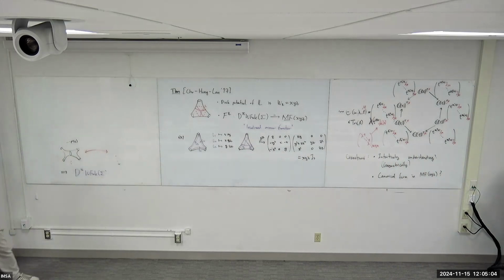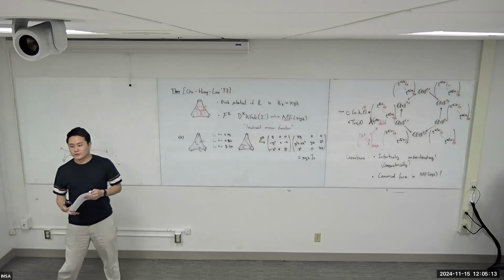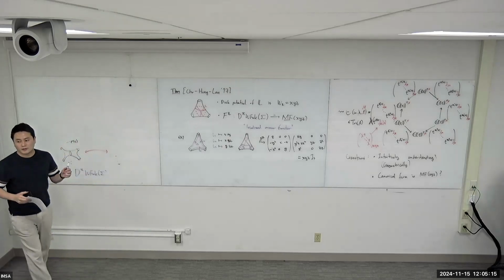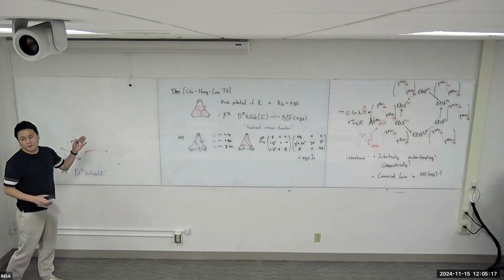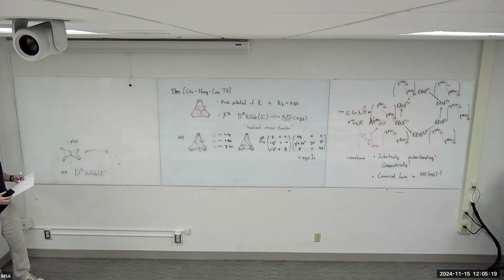Question, maybe it is completely stupid. Can any homotopy class, any loop, be realized as a Lagrangian? Yes, it's a very good question. So that is part of our observations. So let me write down.